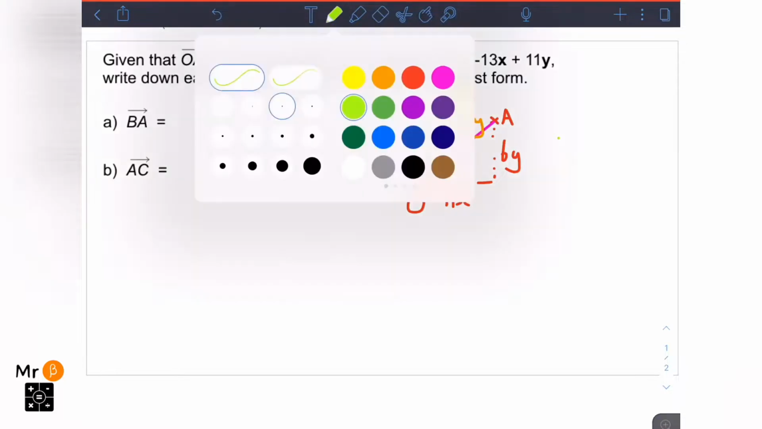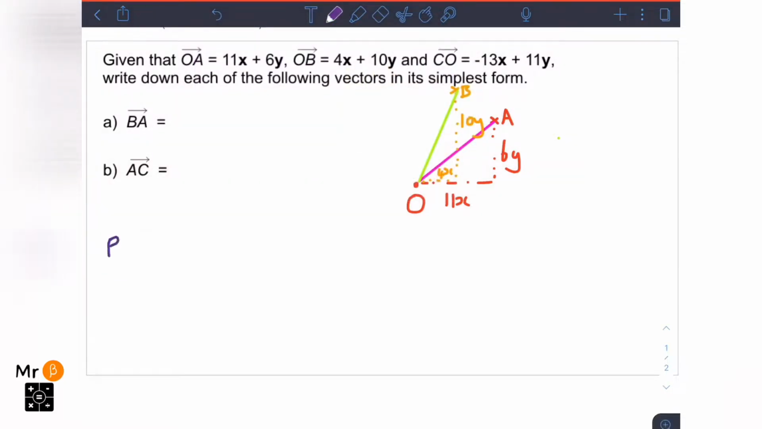So in order to work out what BA is, BA, we've gone from the point B to the point A. So in order to do that, we need to go across by 7x, the difference between 4x and 11x. So we've gone across by 7x. And we have moved down by 4y. So because we've moved down, it's negative, and we've gone from 10y to 6y. So we have moved down by 4y. So that is my vector BA.